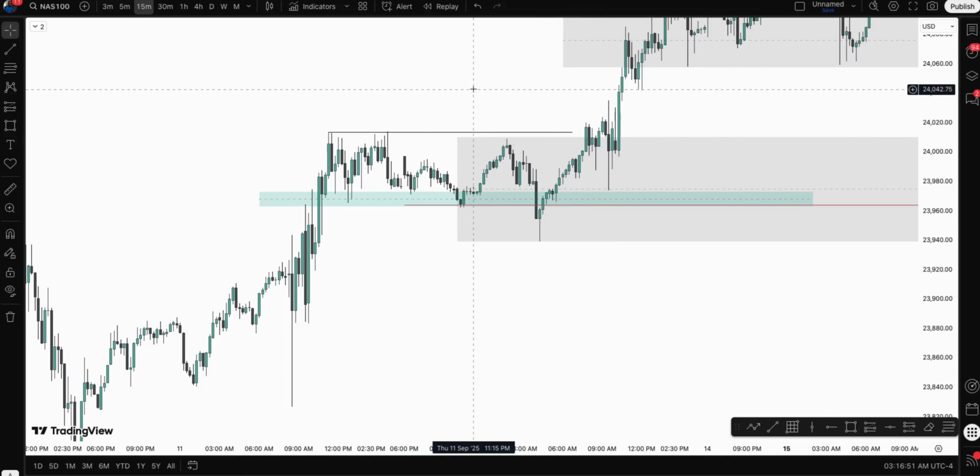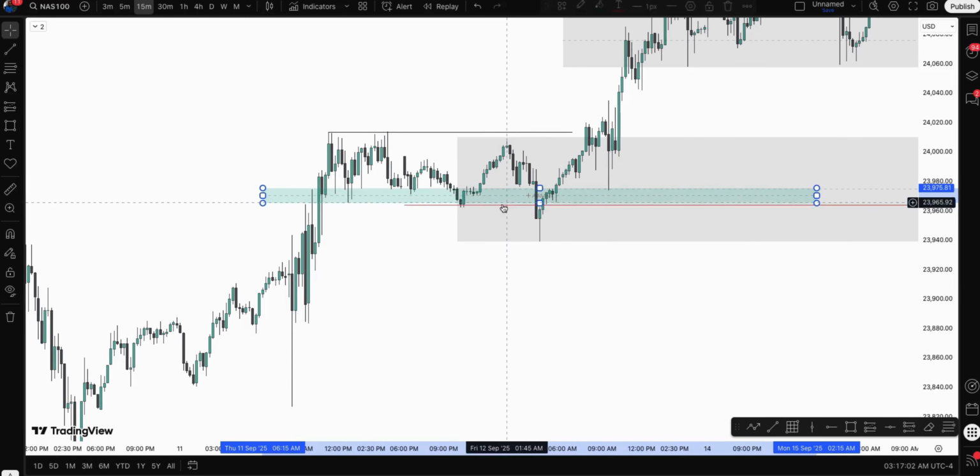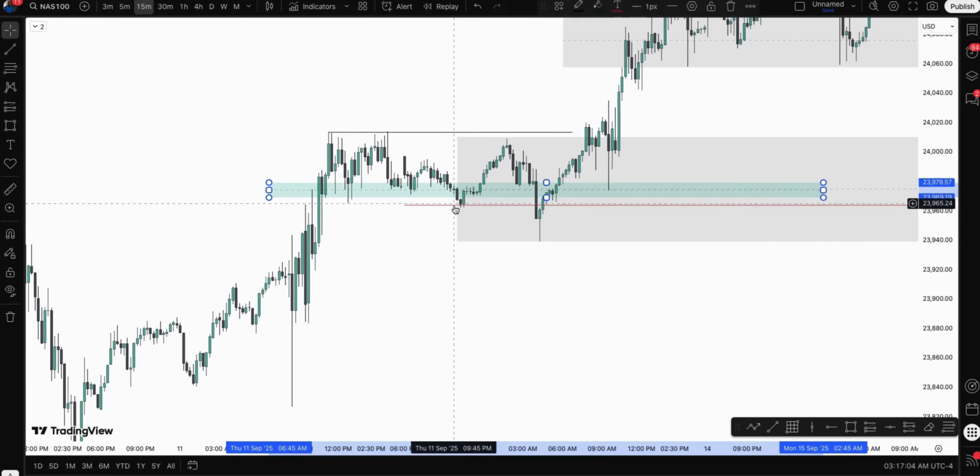And unfortunately, price didn't get there. We move on to the next one. You understand? We move on to the next one. But I was still bullish anyways, and price swept this low. Okay, that's when I had my second buy.